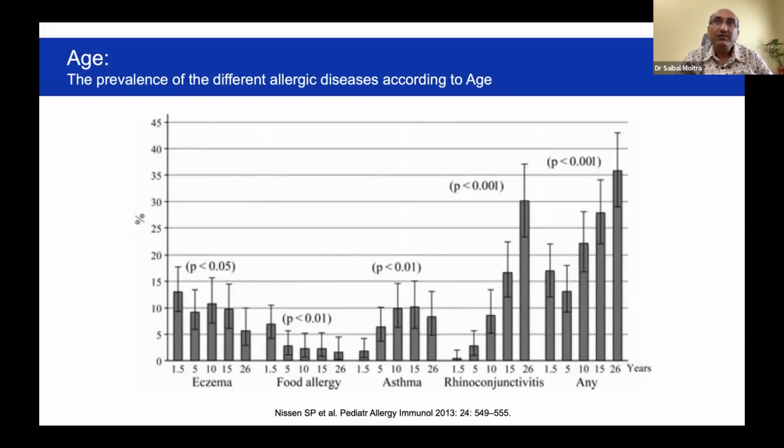And at the same time, at various ages, we have different allergies. In this slide, you can see that this is quite an old article, 2013. It shows that eczema and food allergies are more prevalent in the younger age groups, while the respiratory allergies, the nasopharyngeal allergies, like allergic rhinitis, chronic rhinosinusitis with nasal polyps, or allergic asthma, are more common in the later age groups.